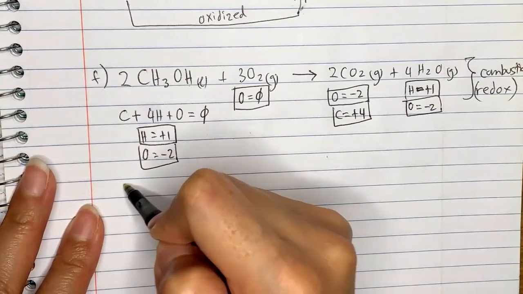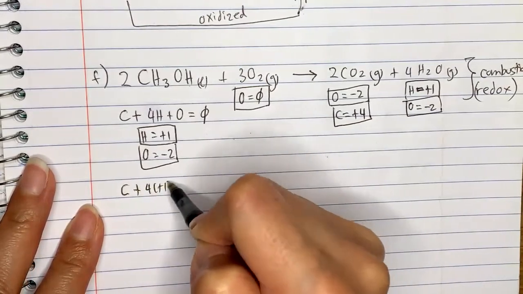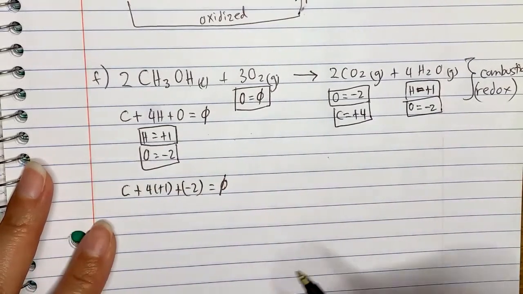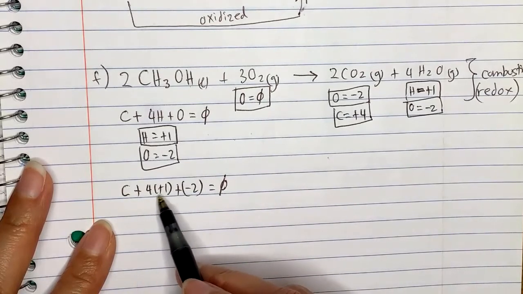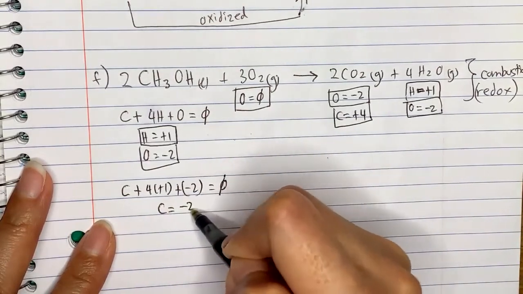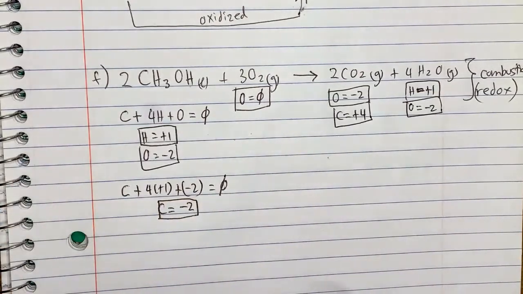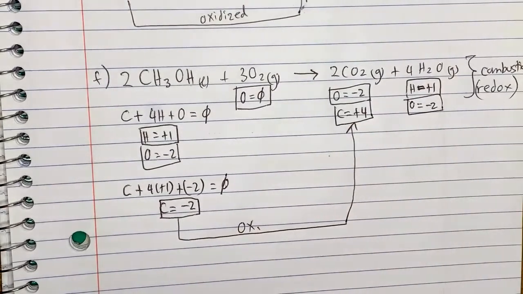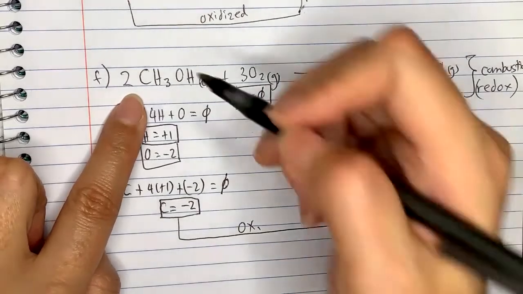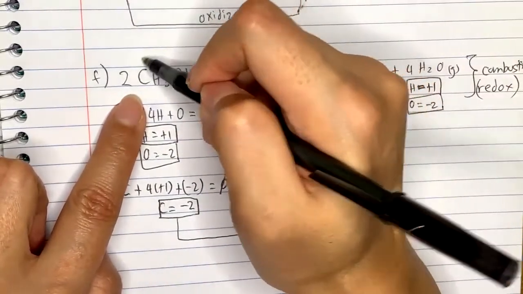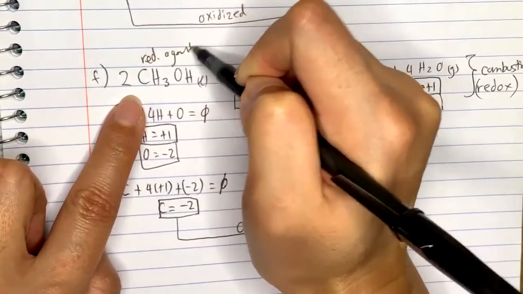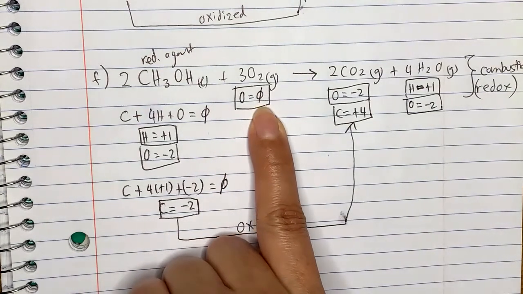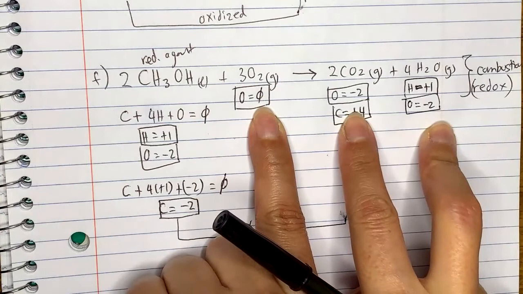So in this case, I have to calculate what carbon. Carbon plus 4, +1, plus -2 equals to 0. Agree? So if you do this, carbon is +2 equals to 0, so carbon equals to -2. Then you can see carbon has now changed from -2 to +4. Carbon has been oxidized. The carbon of methanol has been oxidized, making this guy, the carbon of methanol, the reducing agent. Okay? And let's take a look. Oxygen is 0 here, and it turns to oxygen -2 here. Agree?